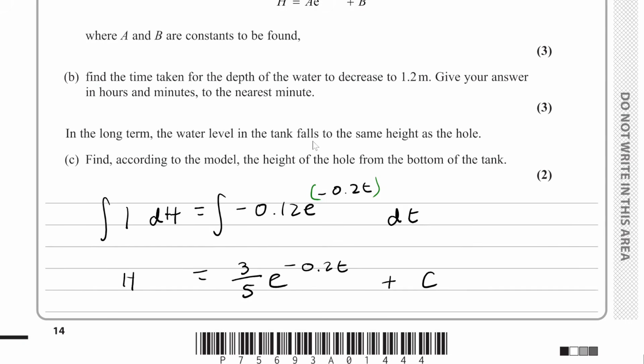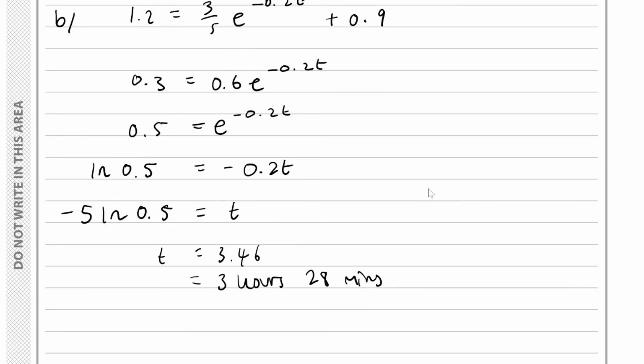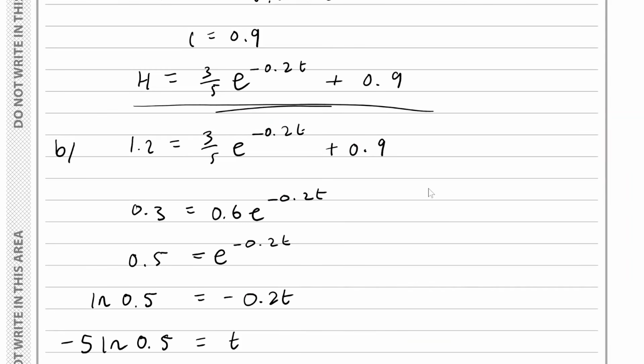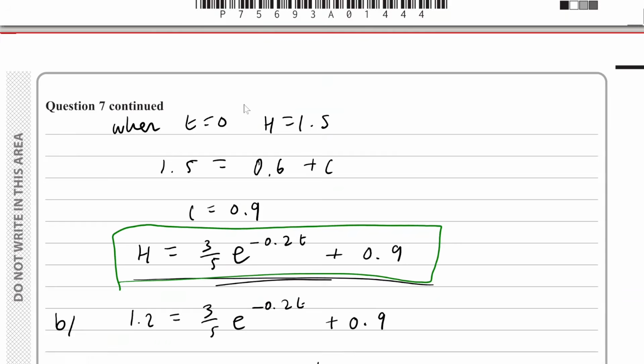In the long term, the water level in the tank falls to the same height as the hole. Find, according to the model, the height of the hole. So what is going to happen to this as t gets bigger? e to the power of negative a big number is going to be 0. So as t gets bigger and bigger, all of that part will be 0, so h will be left with 0.9. So 0.9 meters. We have to give a reason.